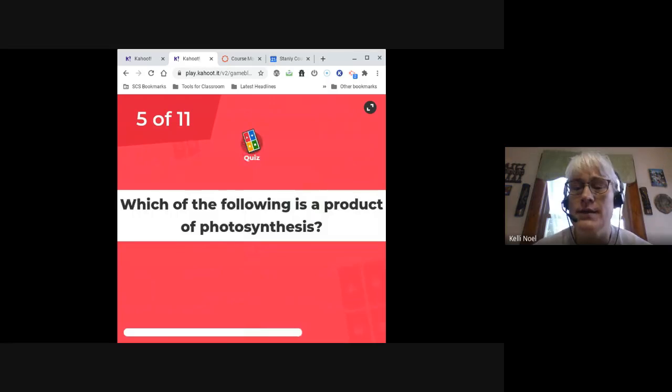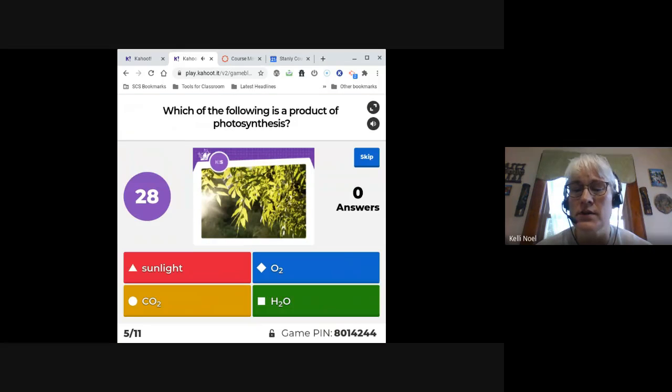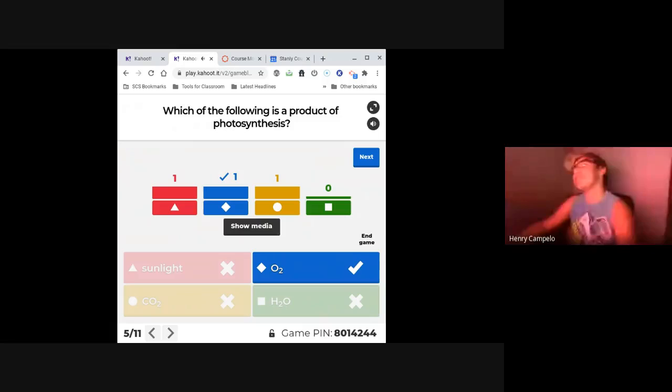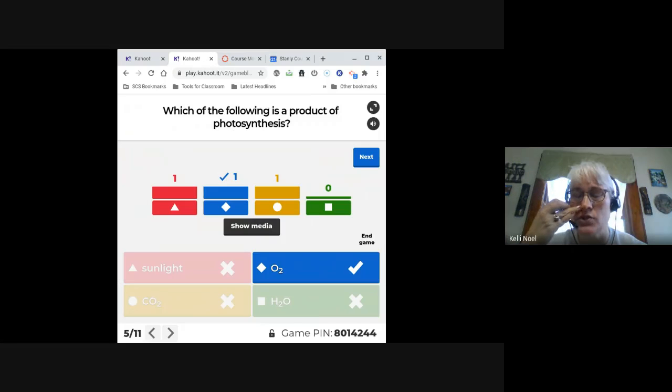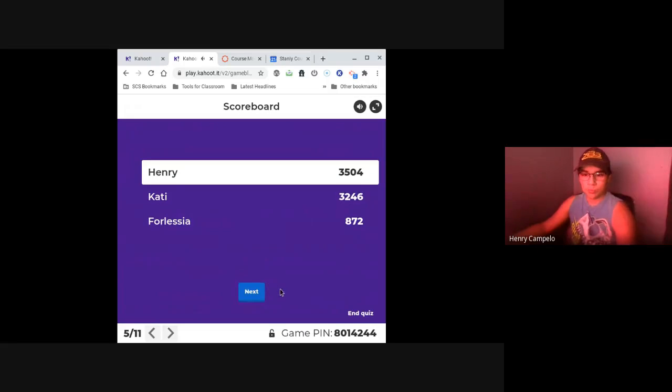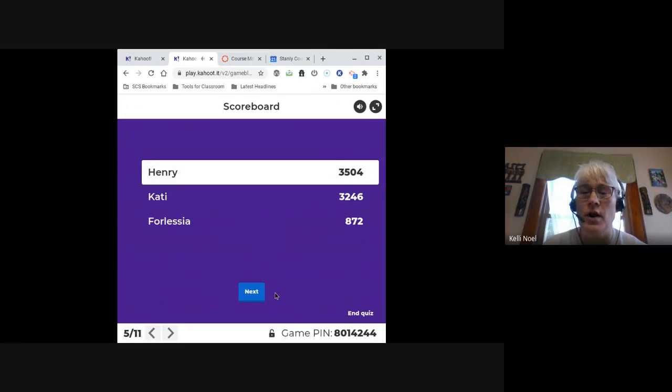Which of the following is a product of photosynthesis? What does photosynthesis produce? O2 is oxygen, this is carbon dioxide, and this is water. Oxygen. Think about plants photosynthesizing. What's something we need is oxygen, because they're going to give off oxygen. They're going to make it. You may have gotten the words product and reactants flip-flopped in your thinking.